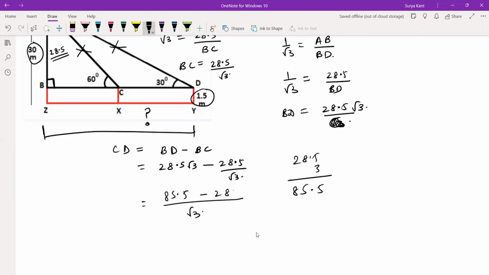minus 28.5. Now subtract this: 8 minus 8... 15 minus 8 is 7, and 8 minus 2 is 5, so 57. 57 by √3 is coming. Multiply by √3 by √3, so it will come 57 √3 divided by 3. 19 threes are 57, so 19 √3 is the final answer.